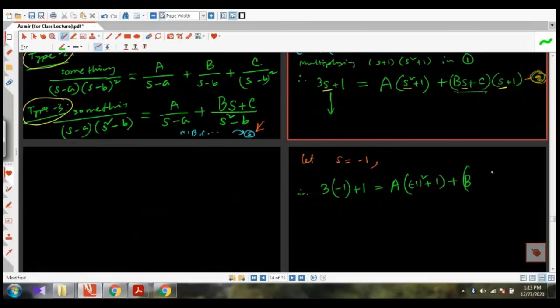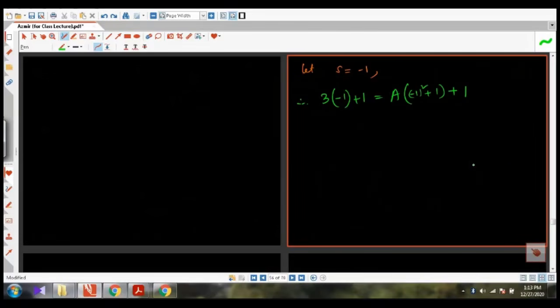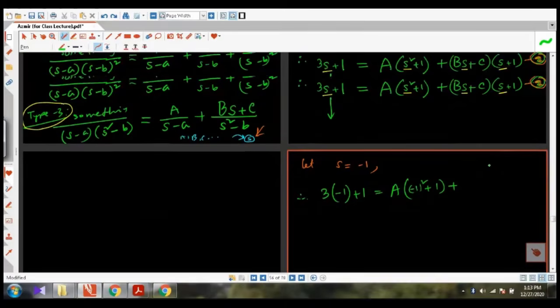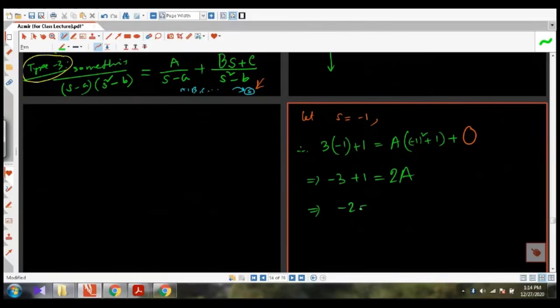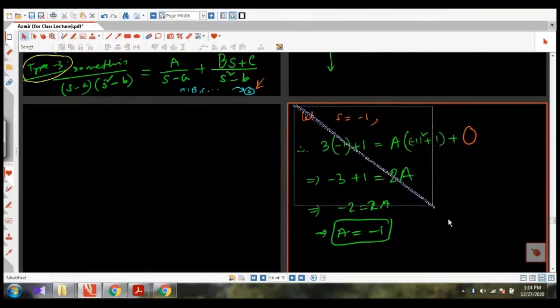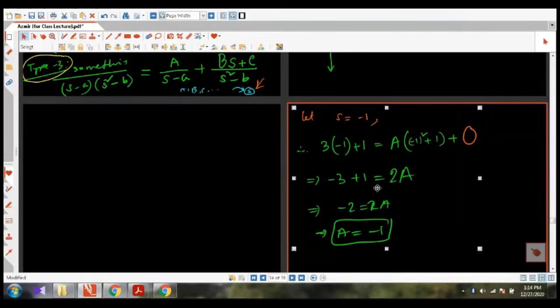Do I need to show all the steps here, or can I write 0 directly? I am writing 0 directly because -1 plus 1 will be 0. So now we are getting -3 plus 1 equal to -1 squared will be 1, 1 plus 1 is 2, so 2 times a. It is -2 equal to 2a. That means a equal to -1. That is done. And now similarly we have to find b and c.